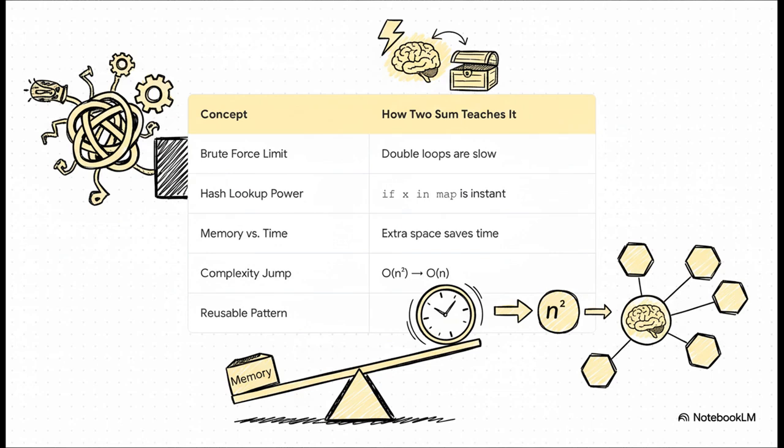So let's really spell out the lessons. 2-sum shows us exactly where brute force falls apart. It demonstrates the incredible power of an instant hash lookup. And it teaches us a classic concept in computer science, the time-space trade-off. We're using a tiny bit of extra memory, the hash map, to save a huge amount of time.